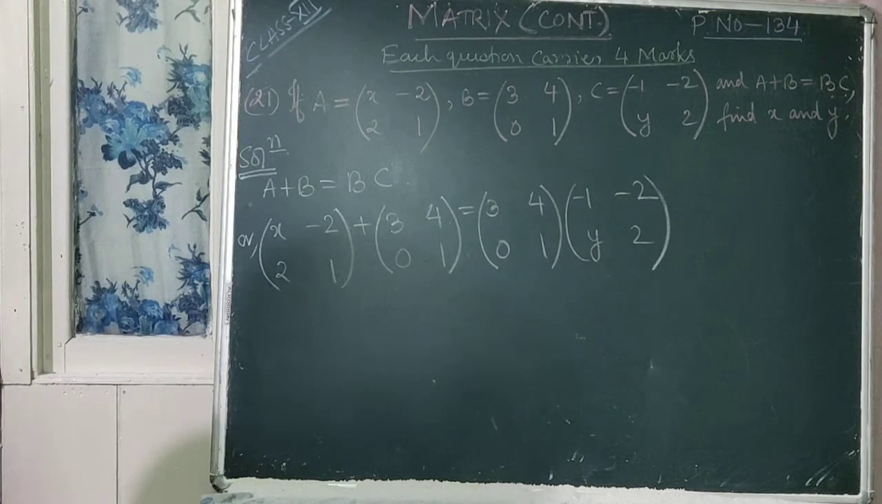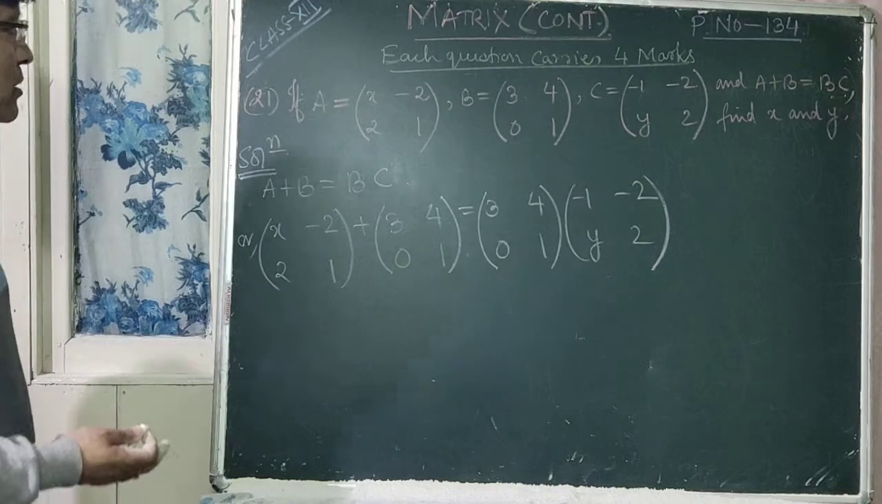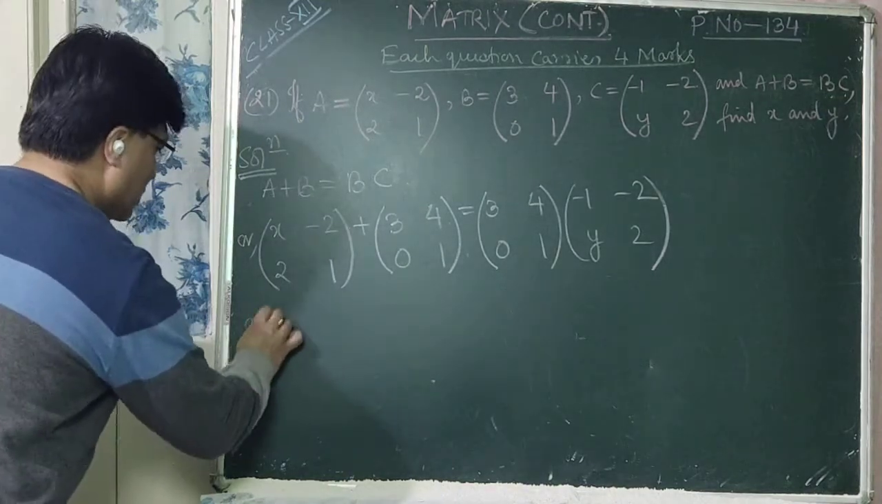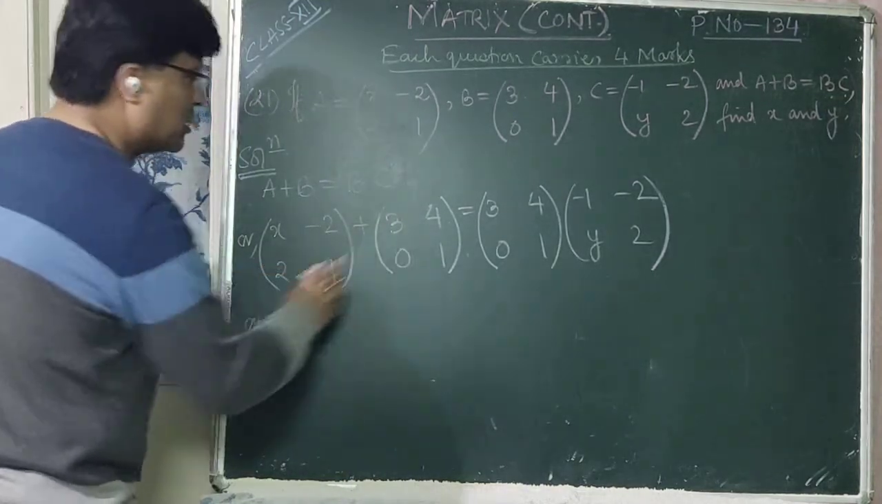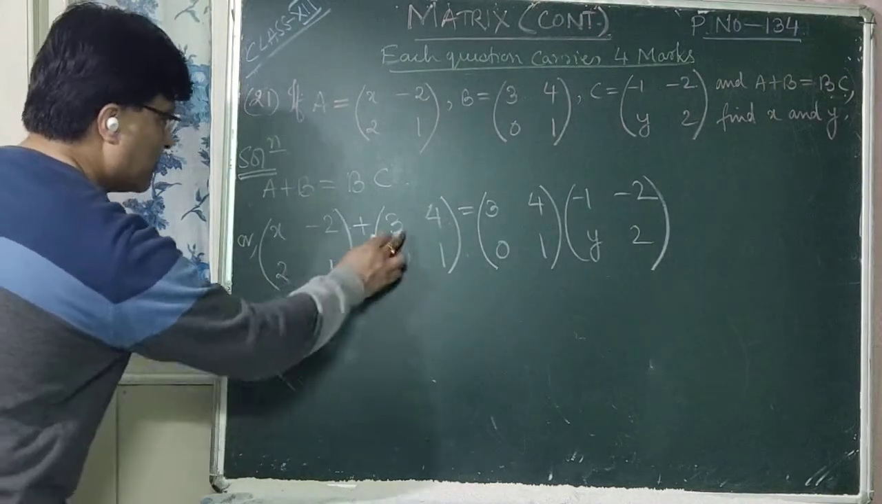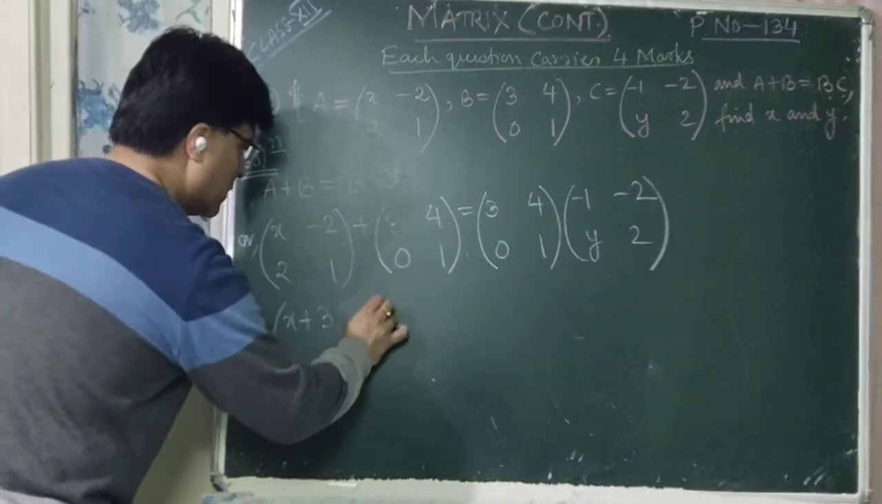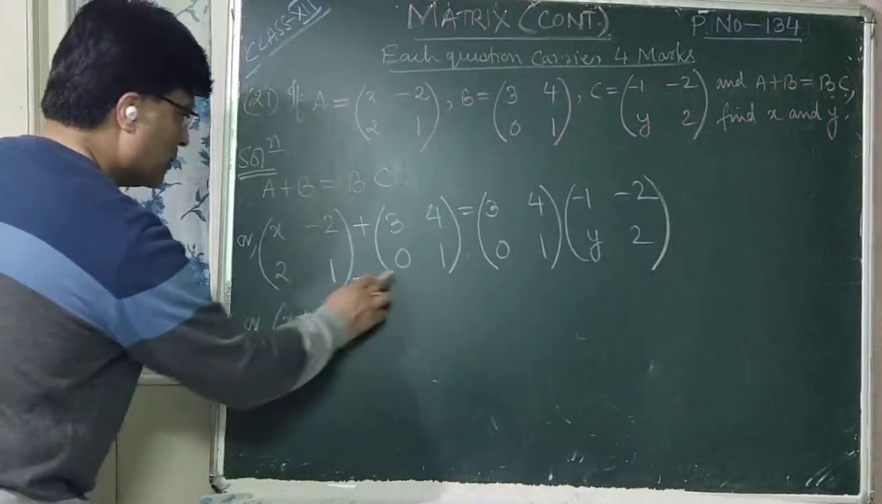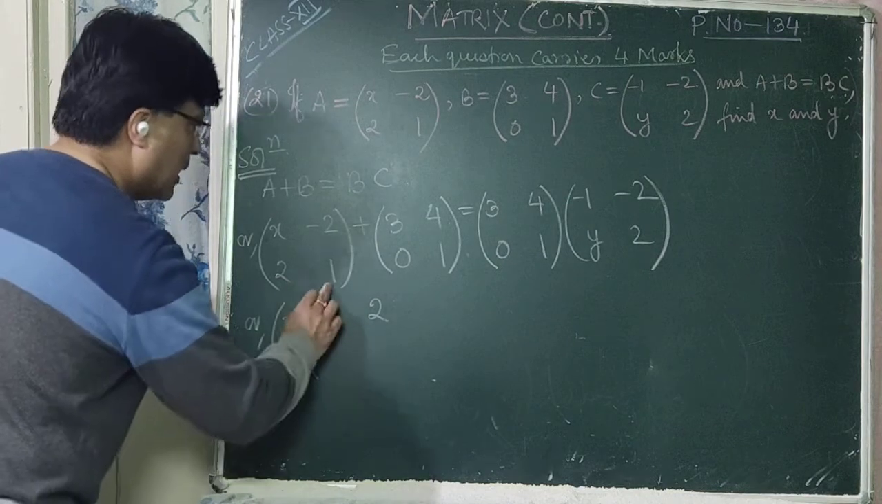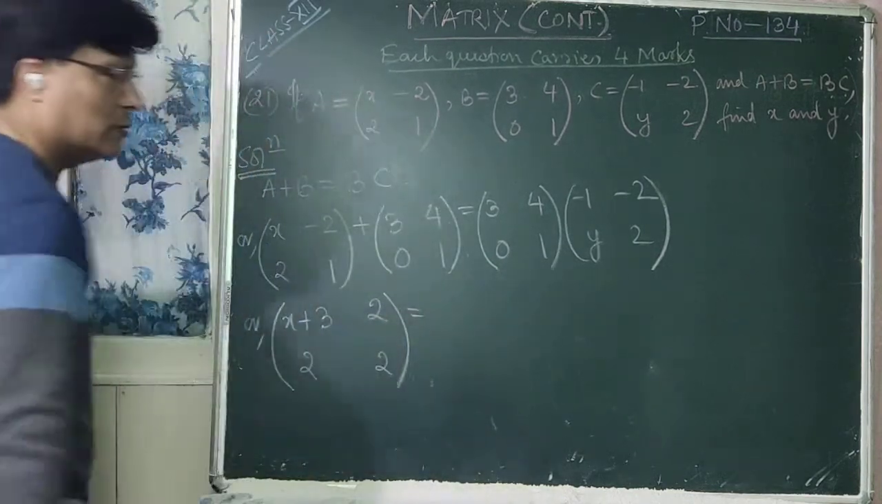Now you can do addition of matrices and multiplication of two matrices. Okay, so on the left hand side you can add those two matrices because they are of same order, you know that, right? So it is x plus 3 and this is minus 2 plus 4 is 2, right? 2 plus 0 is 2 and 1 plus 1 is also 2 is equal to.